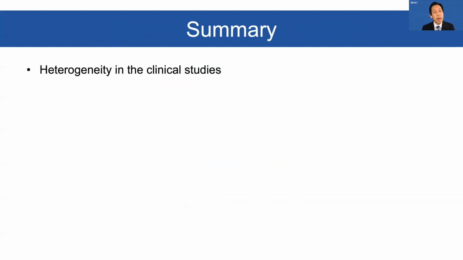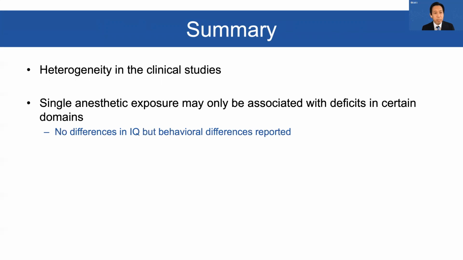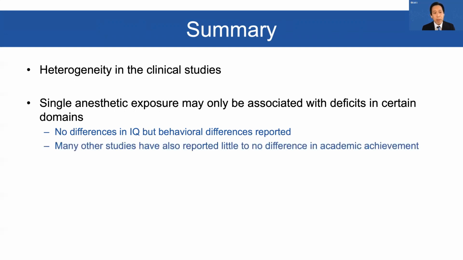there appears to be a lot of heterogeneity in the clinical studies, which makes it difficult to interpret and also difficult to identify a phenotype. In looking specifically at the outcomes that were used, it appears that single anesthetic exposure may only be associated with deficits in certain outcomes in certain cognitive domains, and that there don't appear to be any differences in IQ, but there are some behavioral differences reported. There are many other studies that have also reported little or no difference in academic achievement in anesthetic exposed children. However, there are some studies that have reported higher rates of ADHD.